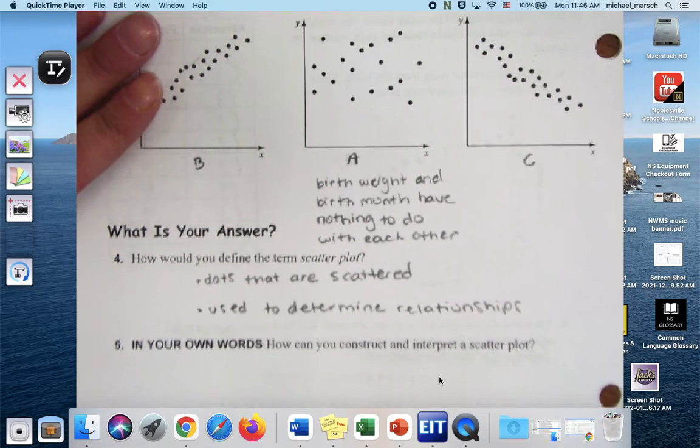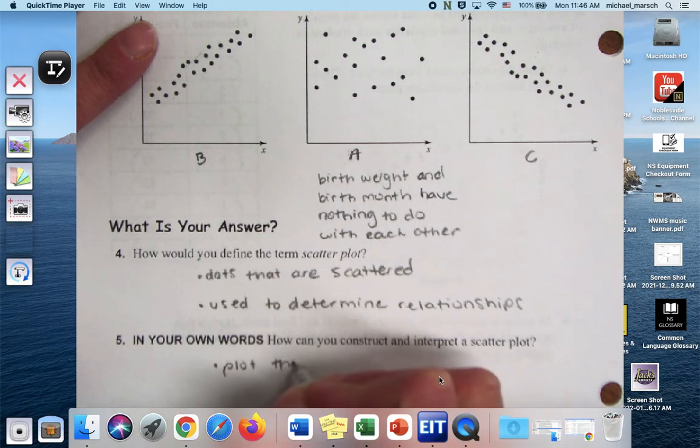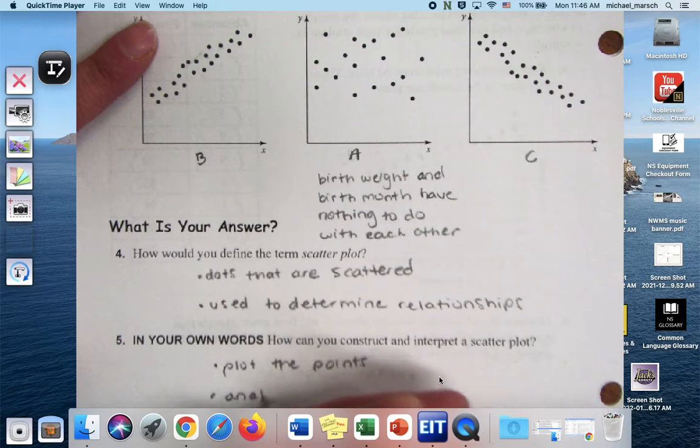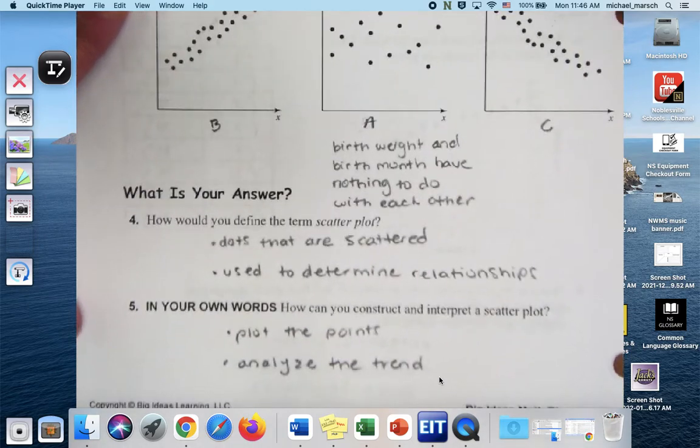So, how do we construct and interpret? Well, we plot the points. And then we analyze the trend. We try to see if there is, in fact, a trend.